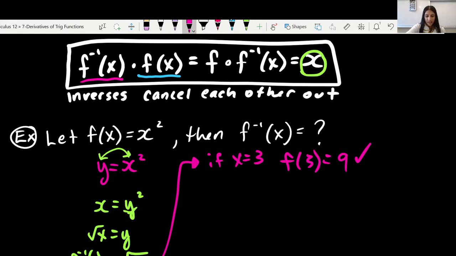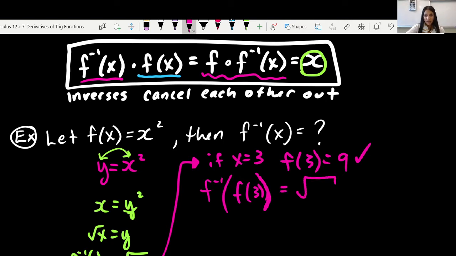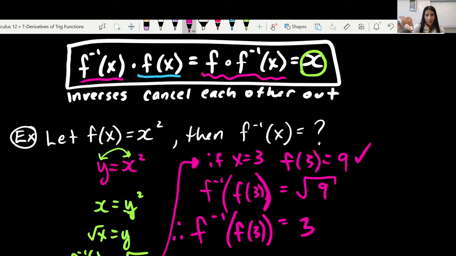And if I did the inverse of f of 3, so this is me putting them together like composite functions, to remind you from pre-calc 12, then I would get the square root of 9. So therefore, the inverse of f of 3, when we put it all together, just ends up being the number 3. So this 3 that we had input is what the answer ends up being. And that's how this is all put together and how it makes sense.